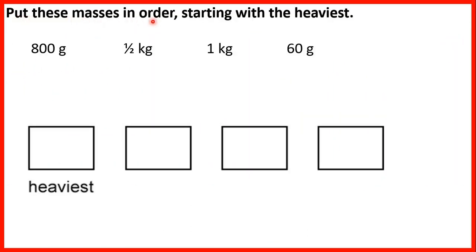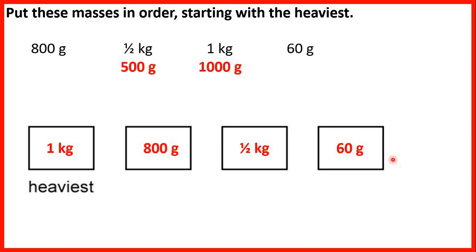Put these masses in order, starting with the heaviest. So we have 800 grams, half a kilogram, which is the same as 500 grams, because 1 kilogram is 1,000 grams, and half of 1,000 is 500, and we also have 60 grams. So our heaviest mass is 1 kilogram, because that's the same as 1,000 grams. Then we have 800 grams, then half a kilogram, because that's the same as 500 grams, and then our lightest mass is 60 grams.